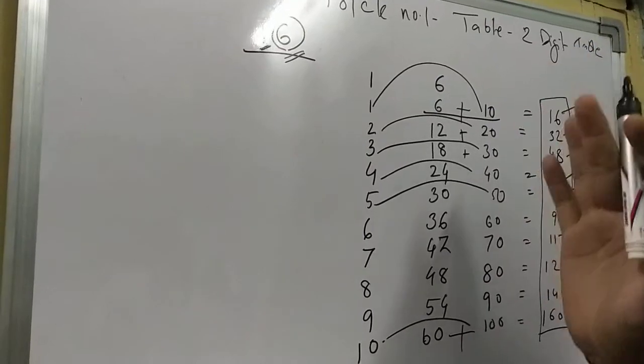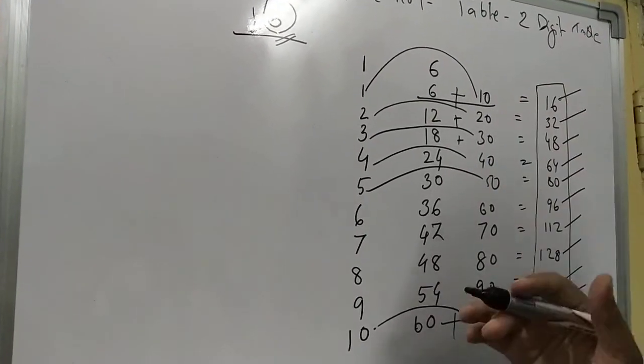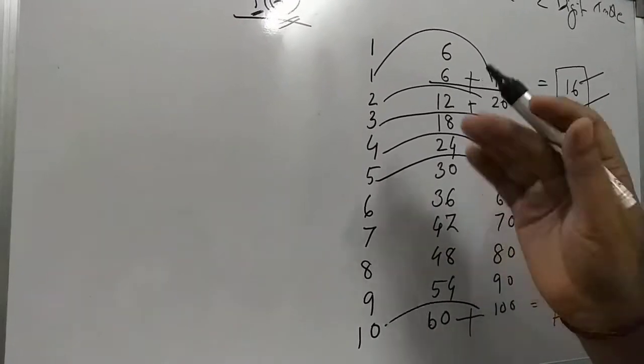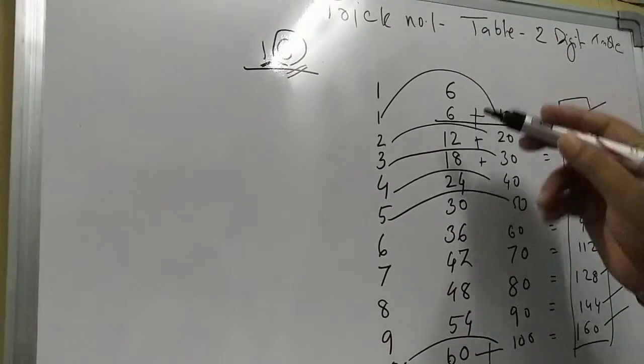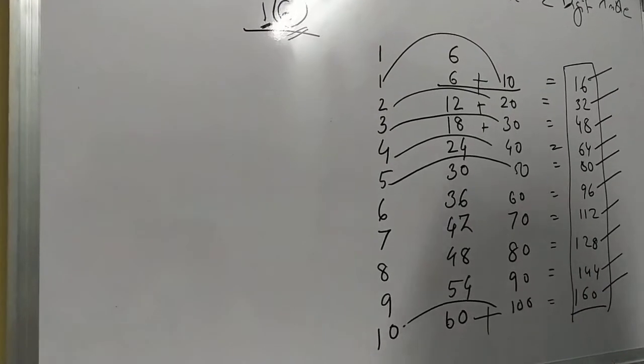Now because I have to explain you, it took so much of time, but once you are familiar, once you practice the problems we have given you, for you no need of doing all this. You can mentally or you can directly come on this step and you can form any 2-digit table.